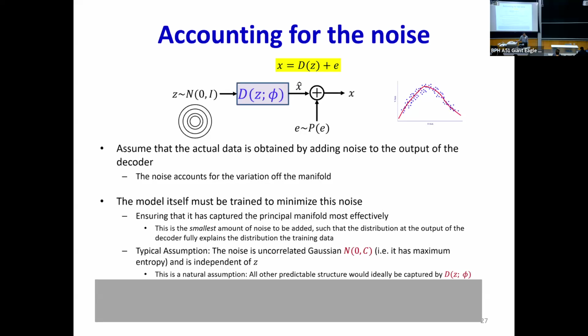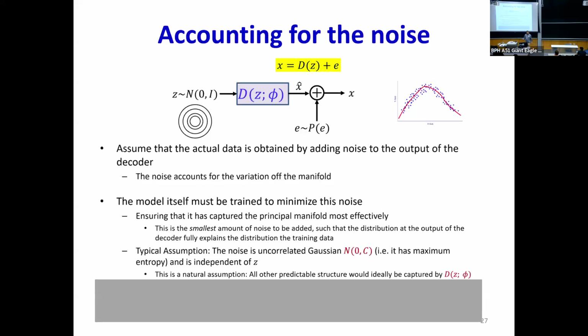And the noise now accounts for the variation off the manifold. But then, if you want the manifold to capture as much of the data structure as you can, then you want to train the model to minimize this error. If you allow this noise to be large, then whatever manifold you learn is going to be completely rubbish. So you want to train the manifold to make this error as small as possible. And this ensures that it has captured the principal manifold most effectively.